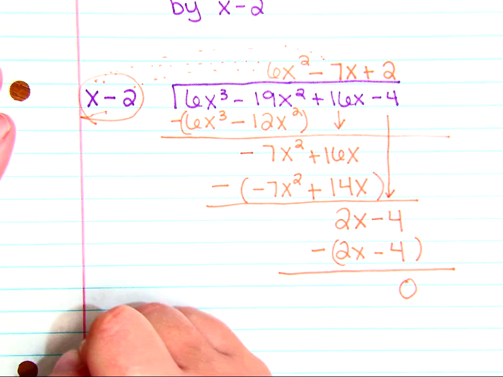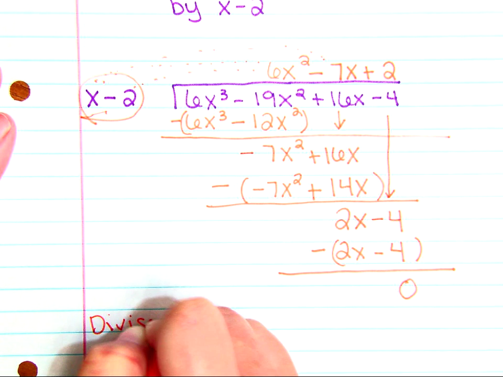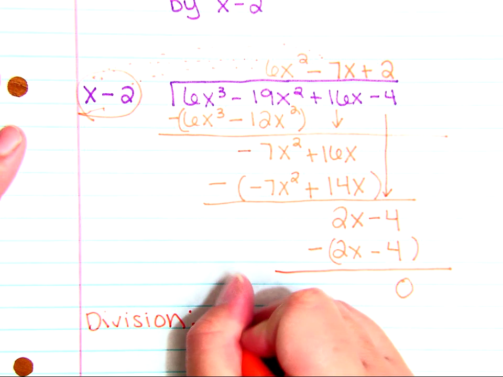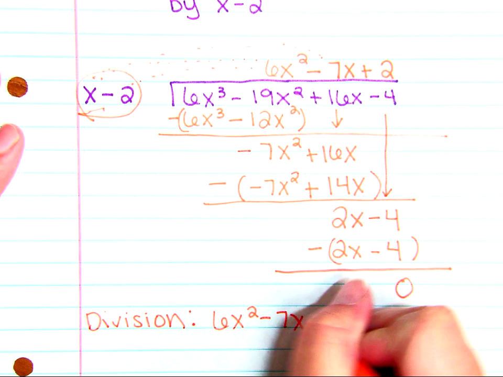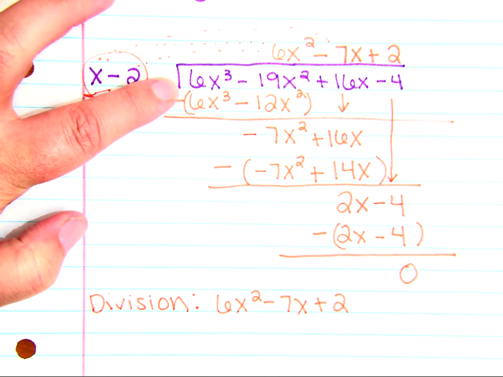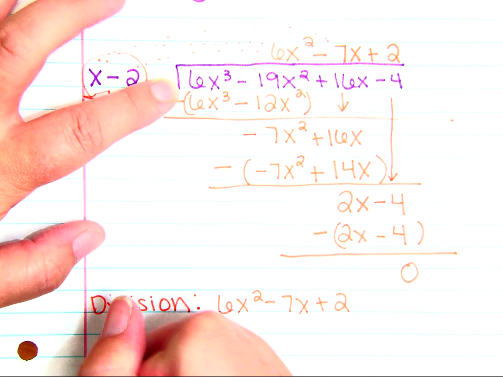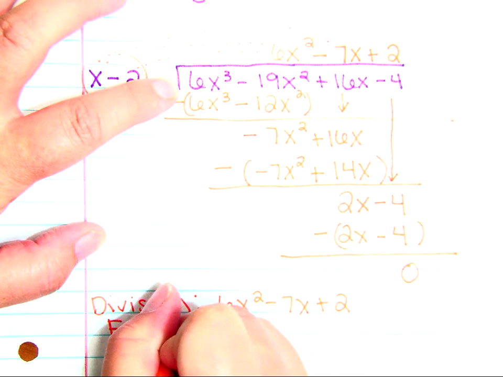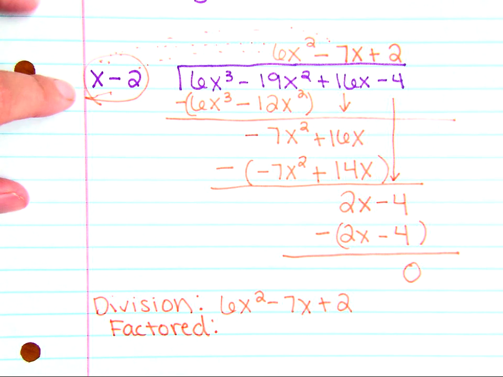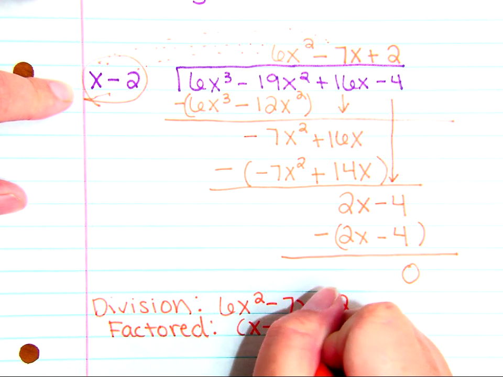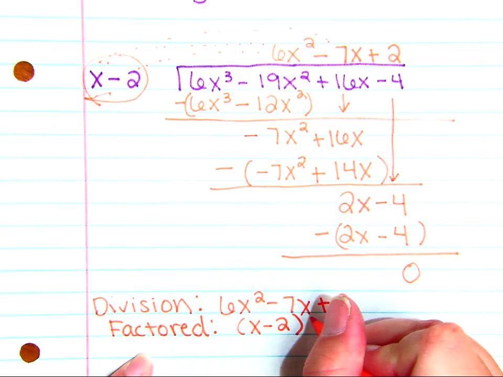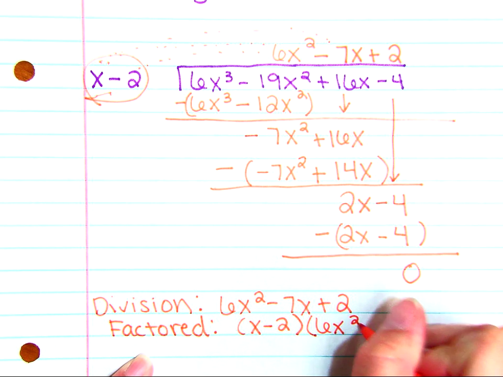So what do we get from our division answer? Okay, from our division answer, we got this, 6x squared minus 7x plus 2. Now, how do we write this polynomial in purple in factored form? That's our ultimate goal. Well, the fact that the remainder was 0 tells me that x minus 2 is a factor. How do you know what the other factor might be? Well, that's going to be your answer from your division problem.